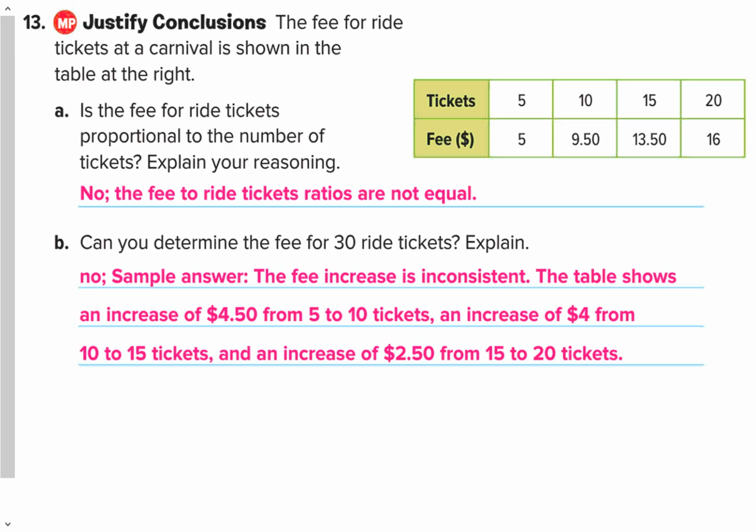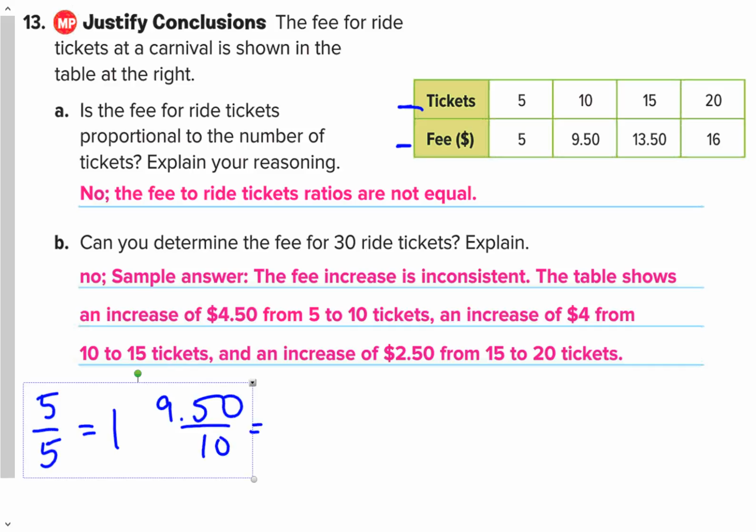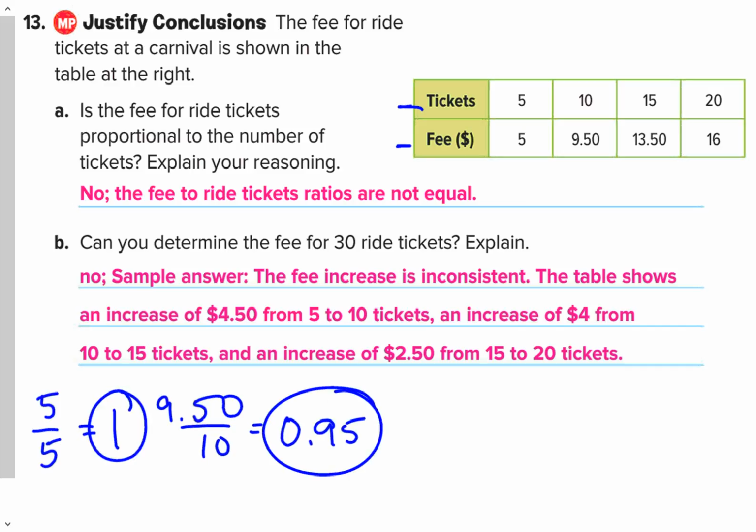Here's number 3. The fee for ride tickets at a carnival is shown in the table at the right. Is the fee for the ride tickets proportional to the number of tickets? So fees over tickets. So we're going to go 5 over 1. That equaled 1. 950 over 10. That equaled 0.95. So we already encountered two ratios that are not equal. So no, the fee of the ride tickets ratios are not equal. So if you ever come across ratios and already they're not equal, you know it's not proportional.